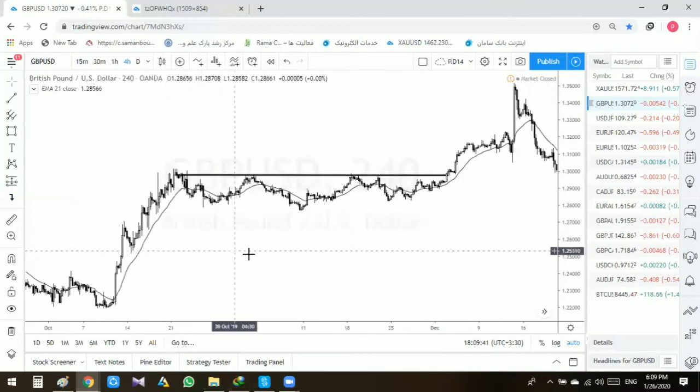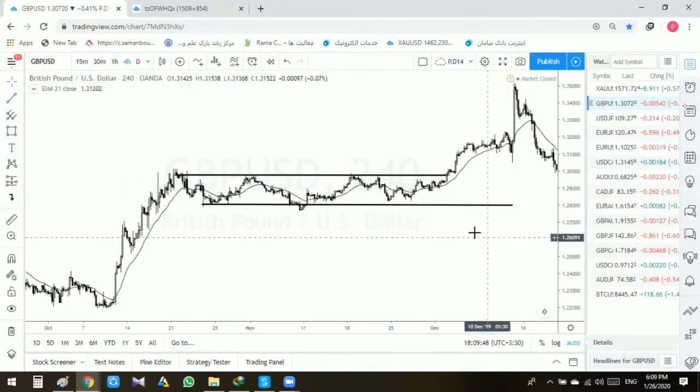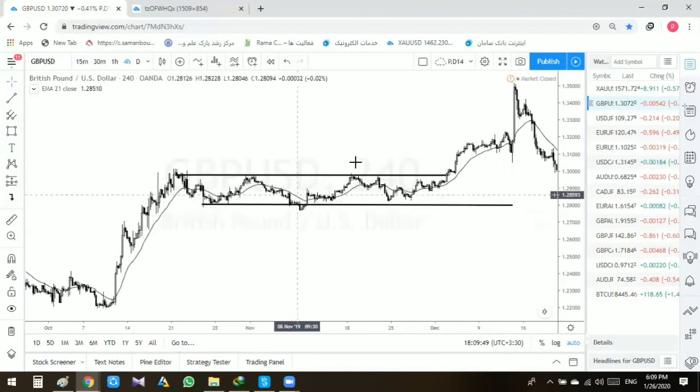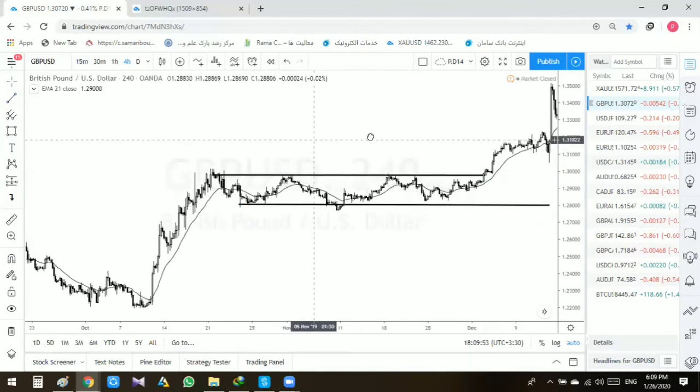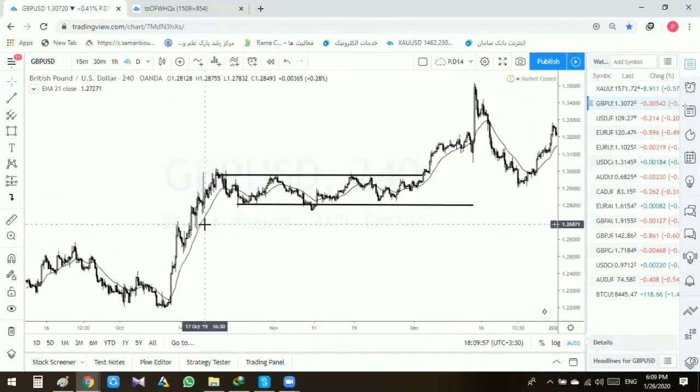You see, this is 4 hours time frame. So this one is my support. That one is my resistance. For me, I look for ranges or trending markets or choppy markets just in 4 hours time frame.